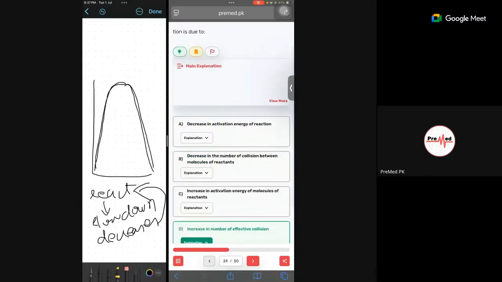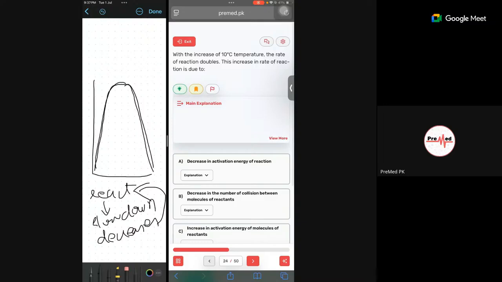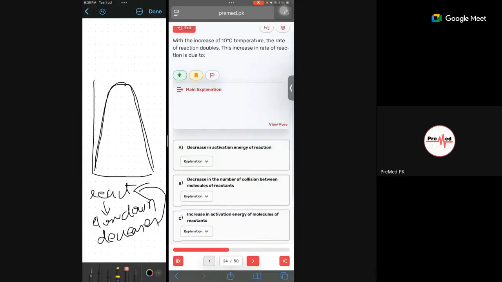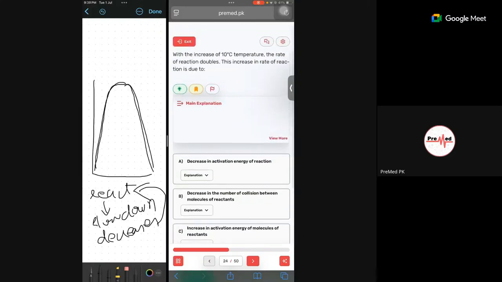Next we have that with the increase of 10 degrees C temperature, the rate of reaction doubles. How does that happen? This increase in rate of reaction is due to the decrease in activation energy. No, because of a decrease in activation energy, the overall rate decreases. So it's crossed. Decrease in number of collisions between molecules? No, because if the molecular collisions are increasing, the temperature will also increase.